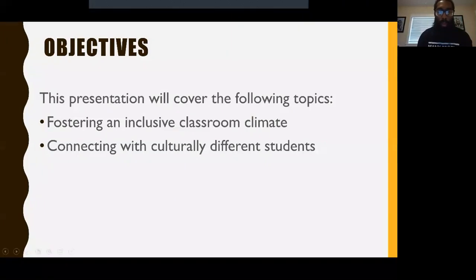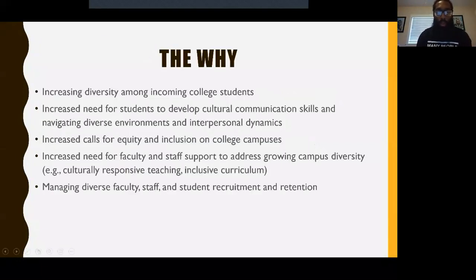So two topics that I want to discuss during our time are what does it look like to foster an inclusive classroom climate, recognizing that you can't have an inclusive classroom until you have a foundation where everybody feels included. And then also thinking through how can we connect with culturally different students as part of our effort to make that classroom an inclusive setting. So the first thing I want to do is just offer some context.